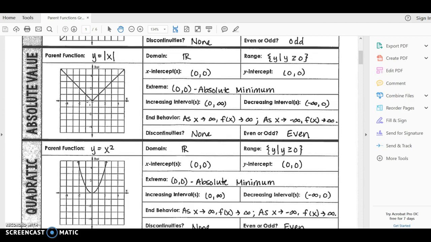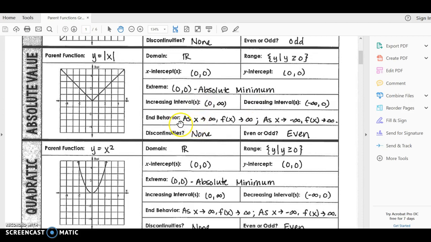And then where does it increase or decrease? All right, so if I read my graph from left to right, it's decreasing from negative infinity until 0. So if I come over here, decreasing, negative infinity to 0. And then at 0, it turns and starts increasing. So from 0 to positive infinity, it's increasing. So you're just going to write it in parentheses, kind of like your domain and range. It's just the interval of x's. It's always talking about your x's. So from negative infinity to 0, and from 0 to infinity. So we're talking about the x-axis when we're talking about increasing and decreasing.